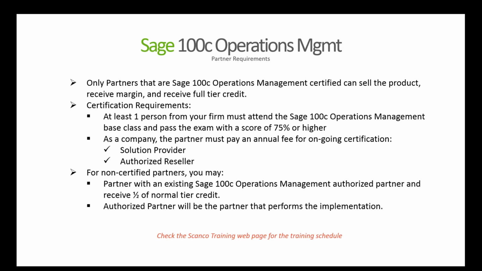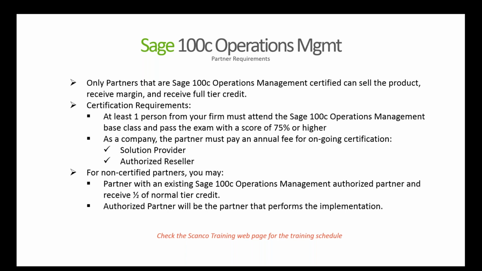On operations management, our certification partner requirements are that you have to be certified to sell the product to receive the margin and receive the full tier credit. Again, certification requirements: 1 person has to attend our Sage 100 Cloud Operations base class and pass the exam with a score of 75%. As a company, then, the company has to also pay an annual fee, either at a solution provider level or an authorized reseller. So those 2 requirements have to be met to be certified.